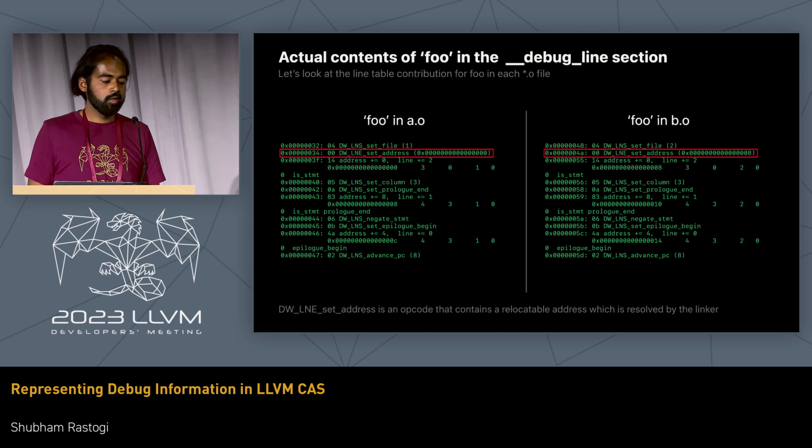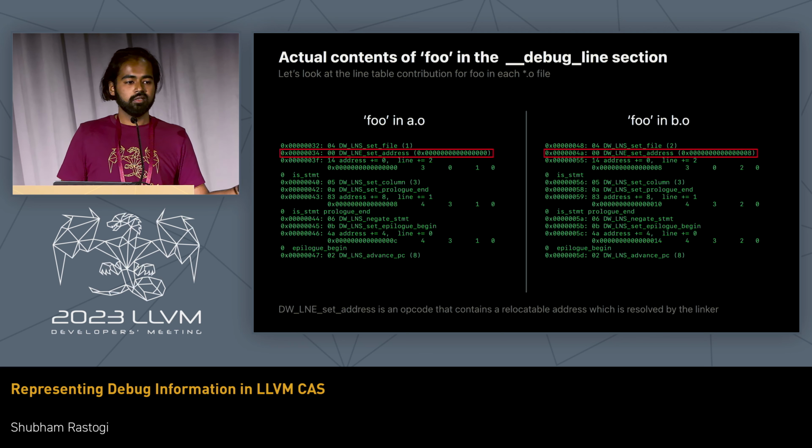Here we have another opcode called DW_LNE_set_address, and this represents a relocatable address that is resolved at link time. So once again, it is not something that will deduplicate across translation units, and something that we need to handle.